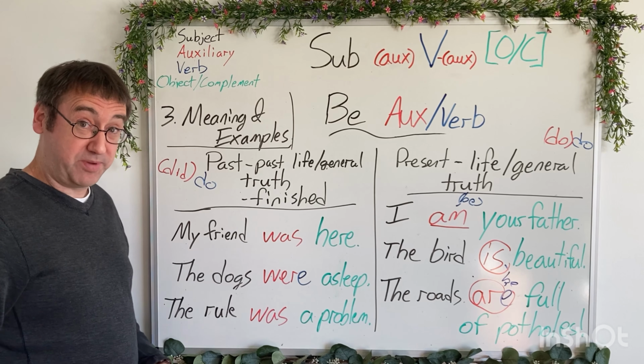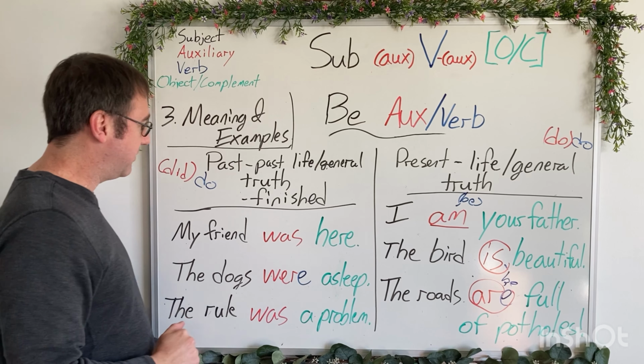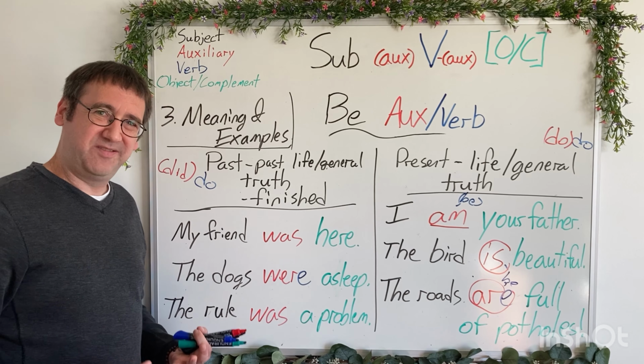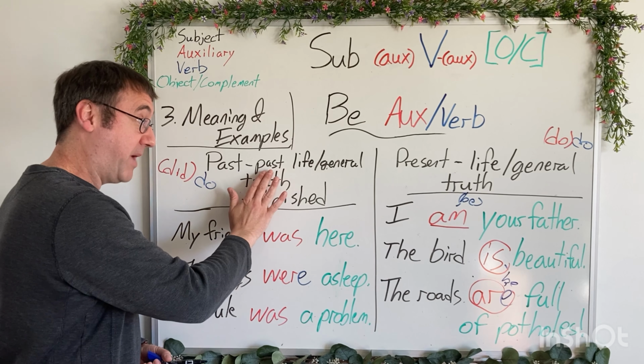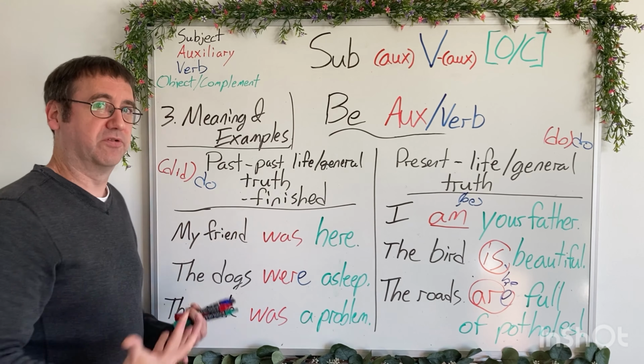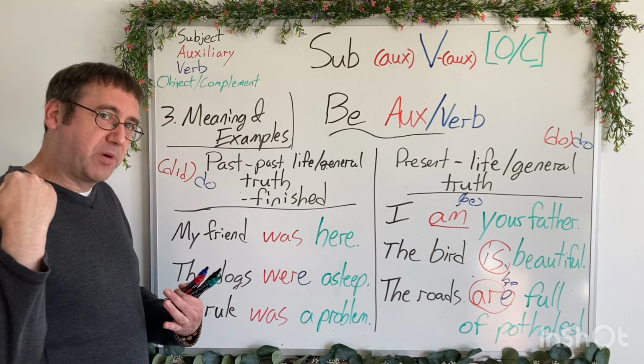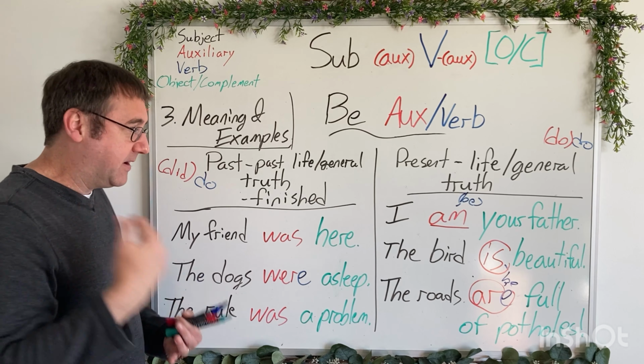For past be, auxiliary verb, it's the same as did do. So if you remember from the other video, we're talking about past life or general truth. Okay, so truth about the past in some way, but it's finished. It's still true today, but it's finished. So it's not happening anymore. So for example, my friend was here. It's not here anymore, but it was true 2 hours ago.